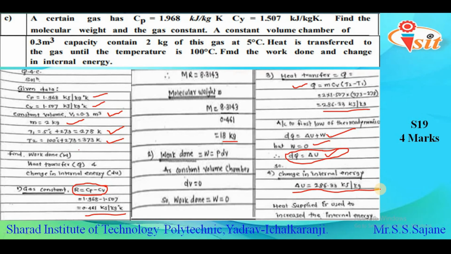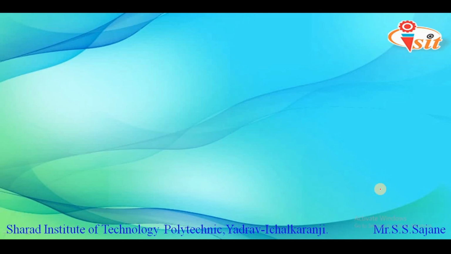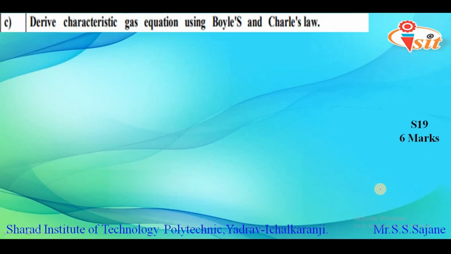I hope that you have now understood this numerical. Now let's see the next question. So we have a theoretical question with a great weightage, that is this question has been asked for 6 marks, and the question is: derive the characteristic gas equation using Boyle's law and Charles' law.